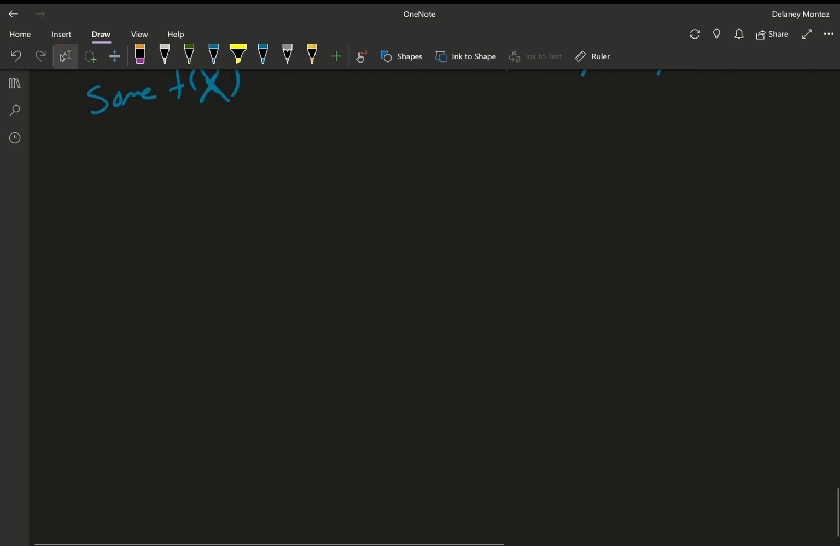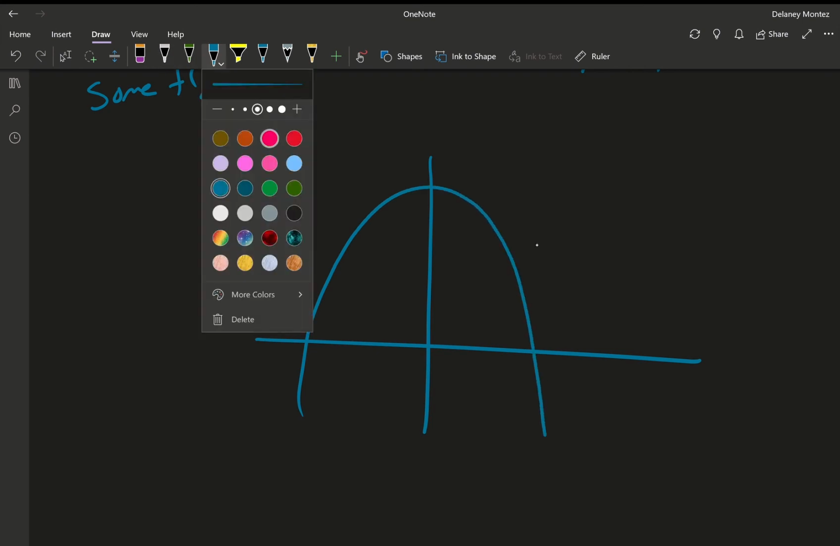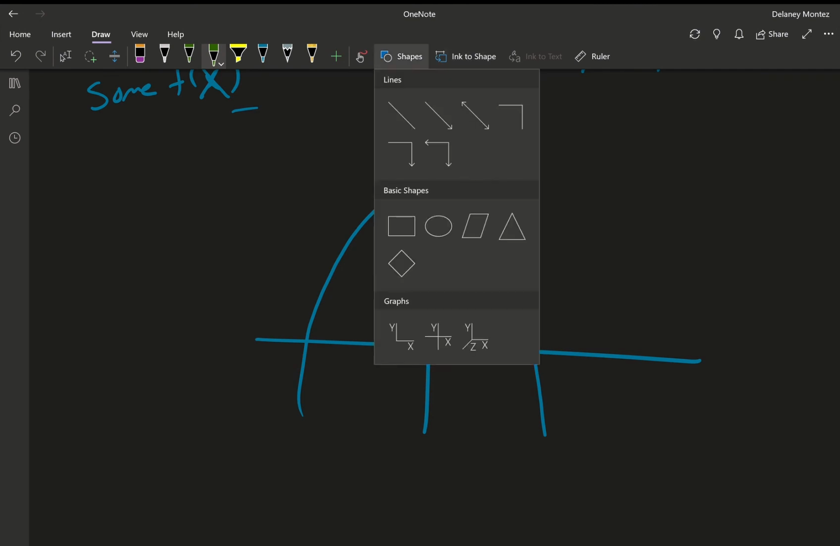Okay, so let's look at one more, and then I'm going to post some more questions, and you guys can attempt to solve these, and then I'll post a solution for all the ones that I assigned.